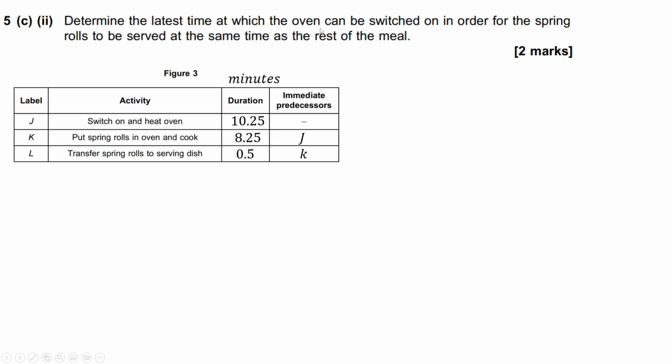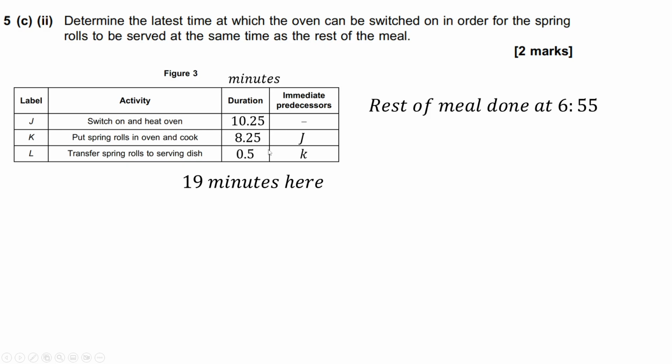Determine the latest time at which the oven can be switched on in order for the spring rolls to be served at the same time as the rest of the meal. Remember, the rest of the meal is done at 6:55. Okay, and then here, how long do we have? We have 18 minutes, 18.5. That's 19 minutes for everything all together.